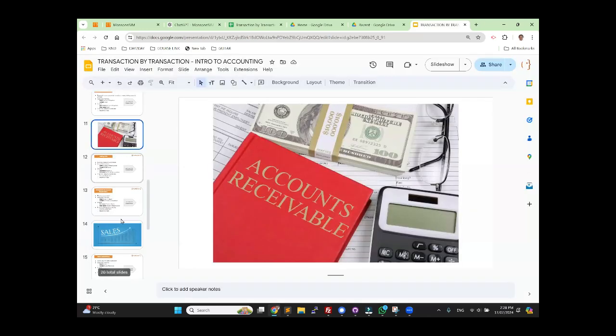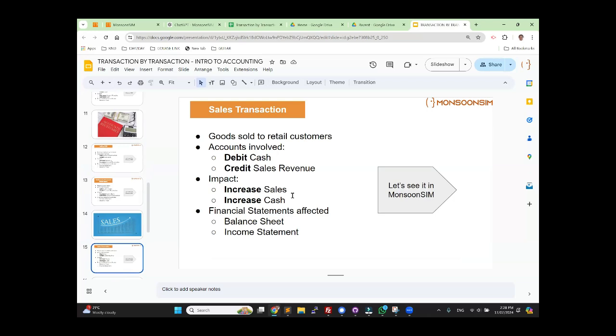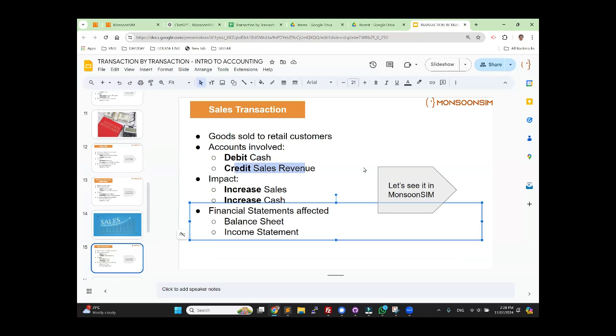Let's go into something else. So we have done this, and of course, sales is another very easy to understand. When goods are being sold, you debit your cash and credit your sales revenue. So you debit cash, credit sales revenue.